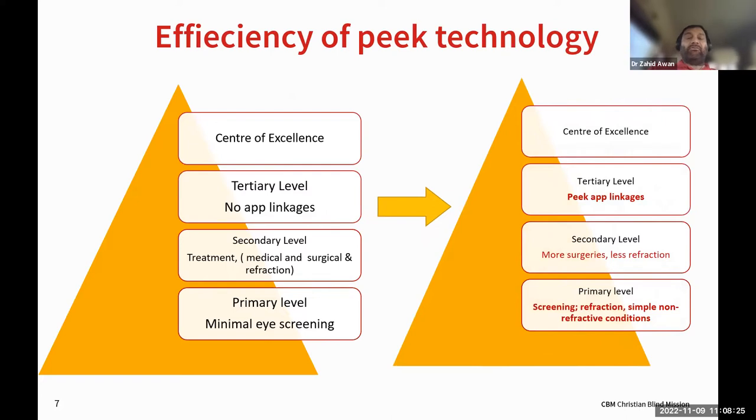Now I just wanted to show when we started working in this program, there were very minimal eye care services at the primary level. Medical, surgical and refraction services were all done at the secondary level, and the tertiary level had no formal linkages with the secondary, although patients were uptaking services at the tertiary level by themselves. But by virtue of this technology, now screening, refraction and referrals are done at the primary level, while only surgery is done at the secondary level. The tertiary level is also linked through this technology, and the loop is closed. The patient starts from the community, and the loop ends at the tertiary level.